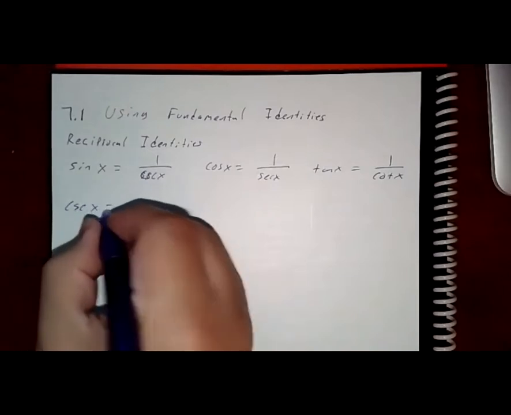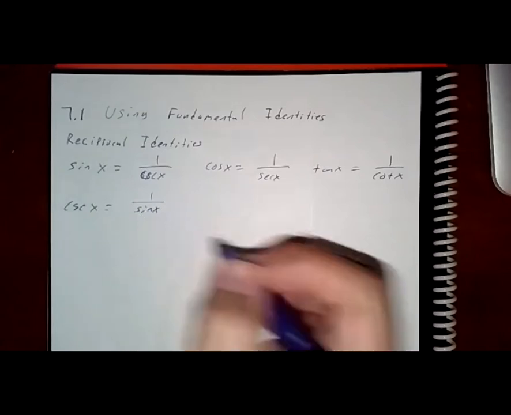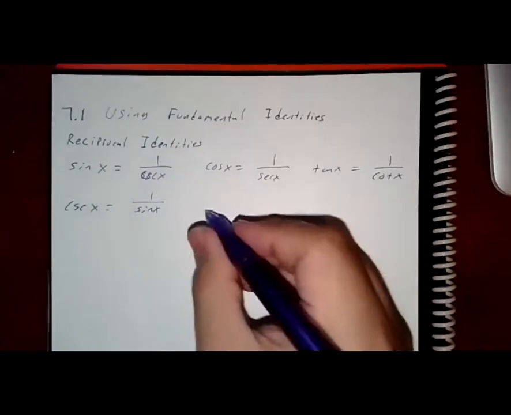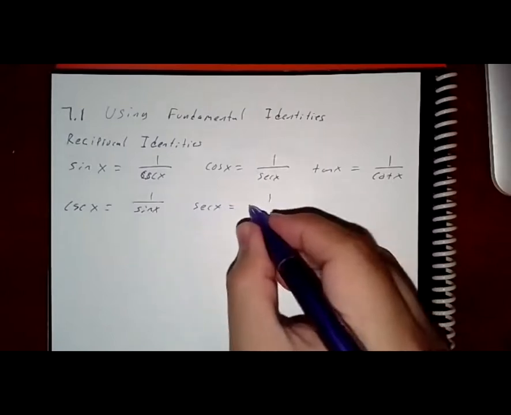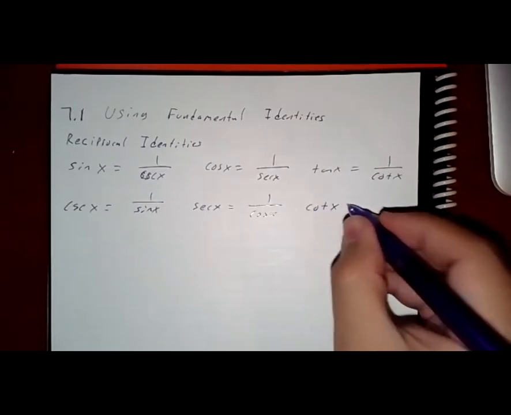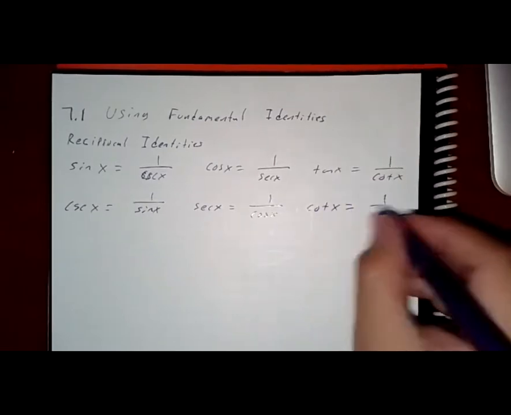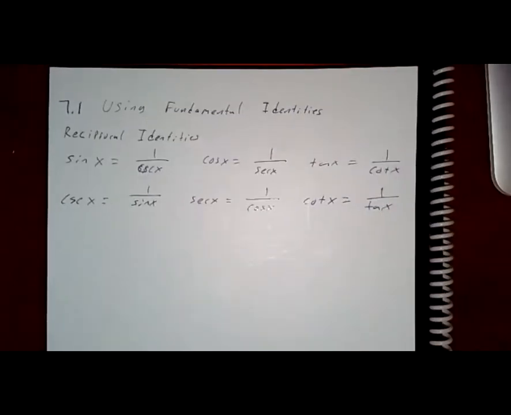Cosecant x is equal to 1 over sine x. Secant x is equal to 1 over cosine x. Cotan x is equal to 1 over tangent x. See, these are all the reciprocals that we're going to need.